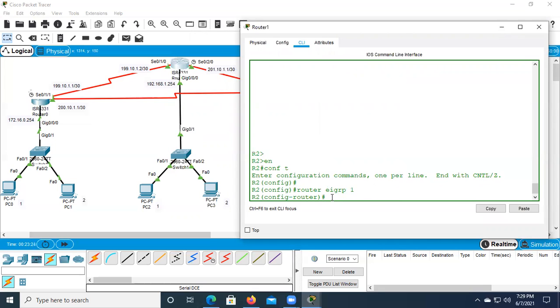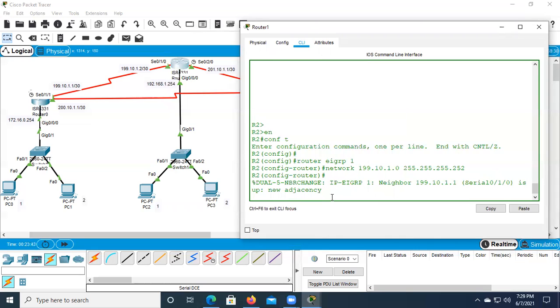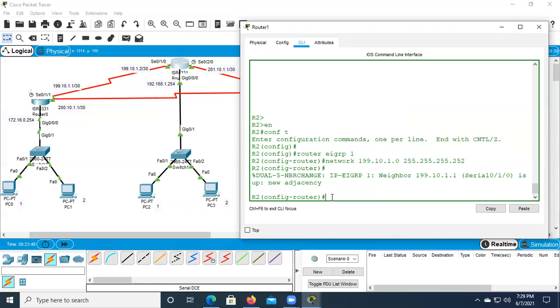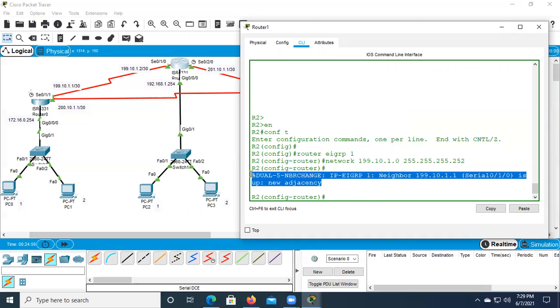Okay, then network 199.10.1.0, 255.255.255.252, because it's /30. Yeah. Now, what message am I getting? Read this. Within a fraction of a second, it's saying there is an adjacency with the neighbor 10.1.1.1, the adjacency is up. So the neighbor is up. The neighbor relationship is established.